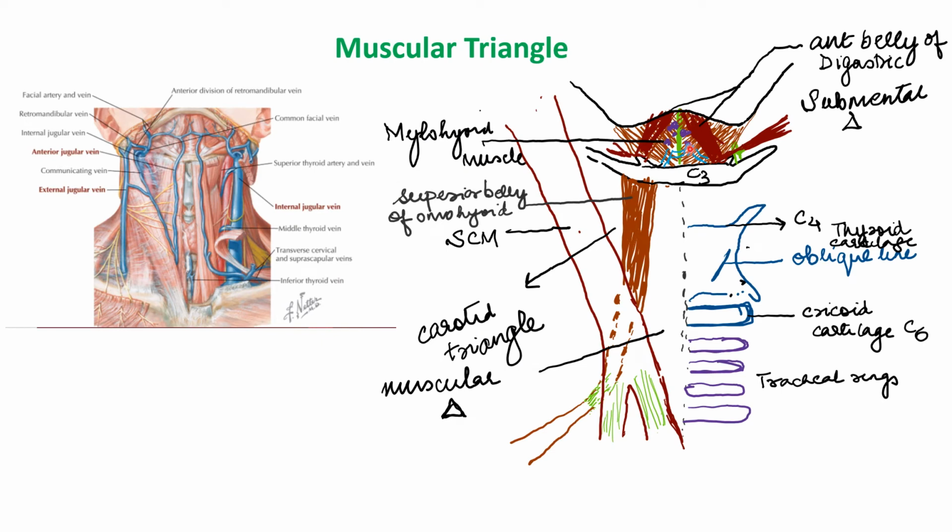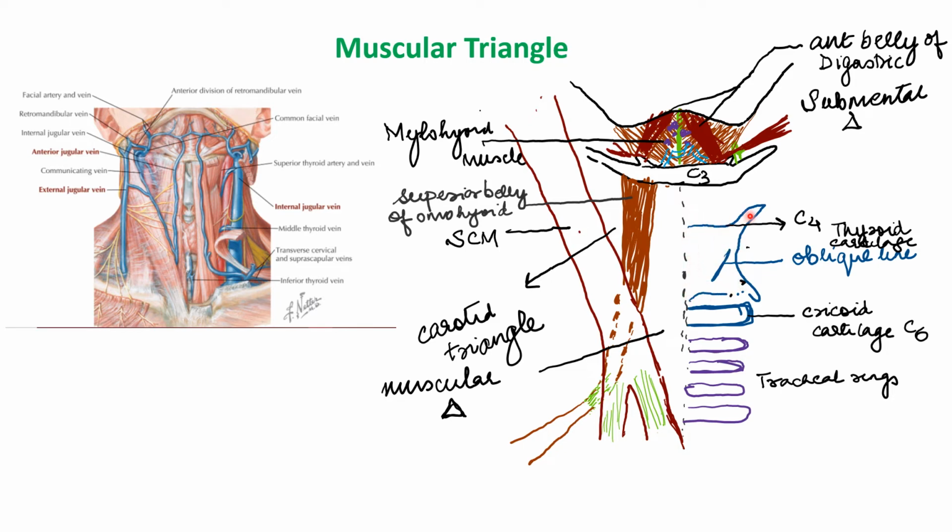Now, after the suprahyoid region, let's go on to the infrahyoid region. Again, the cartilaginous framework here is the thyroid cartilage. On the thyroid cartilage is a line which is of importance to us, the oblique line, which is running obliquely on the lamina of the thyroid cartilage.